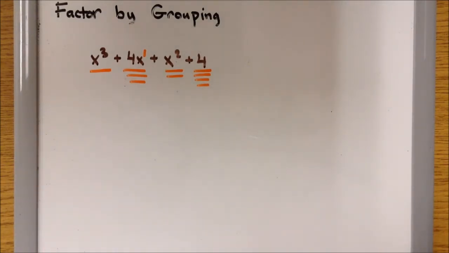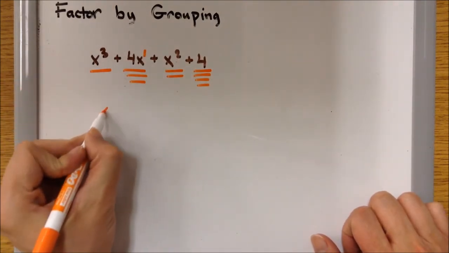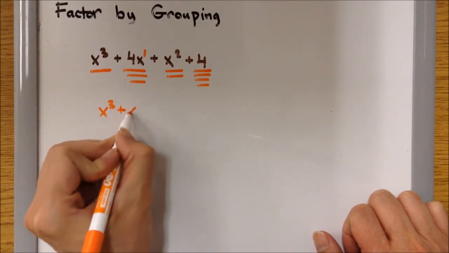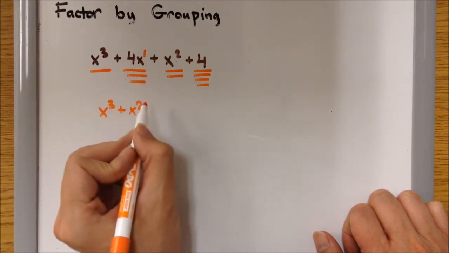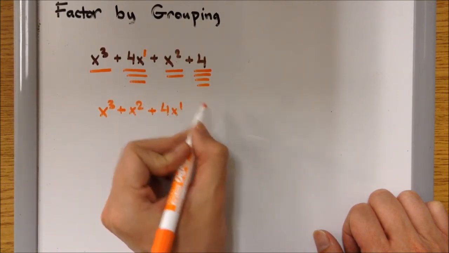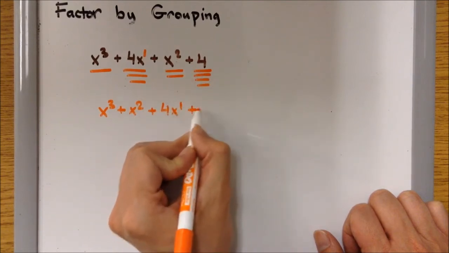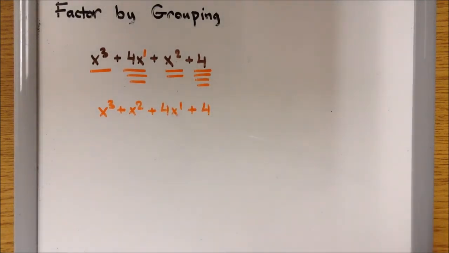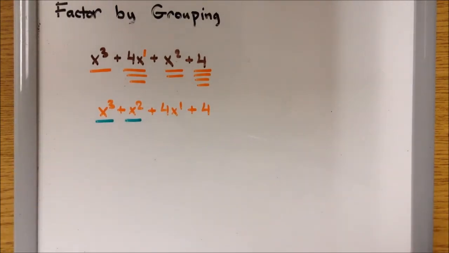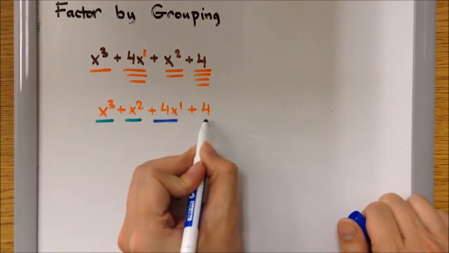So, as I put them in order, what comes first is x to the third. What comes second is plus x squared. What comes third is plus 4x to the 1 power. And then what comes last is the constant number plus 4. So, moving on, just like the last example, here's the left side with the first 2 terms. And then here's the right side with the last 2 terms.